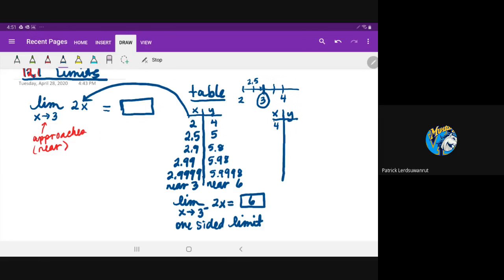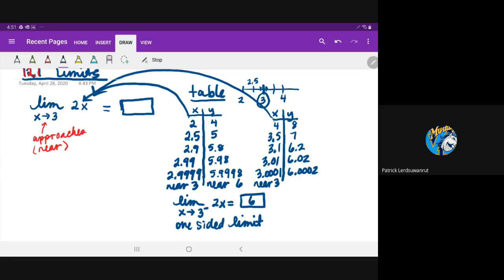Now I'm at 4, but I need to get closer to 3. So I usually go half first. So that's 3.5. And what's closer to 3? Yeah, 3.1. Sounds good. Then maybe 3.01, 3.00001, right? Okay, and then I'm substituting these into the equation. 8, 7, 6.2, 6.02, 6.0002.